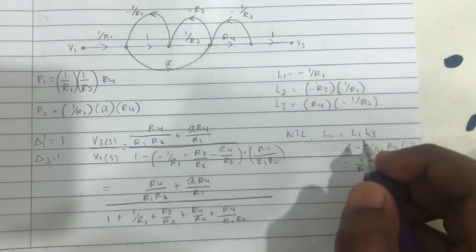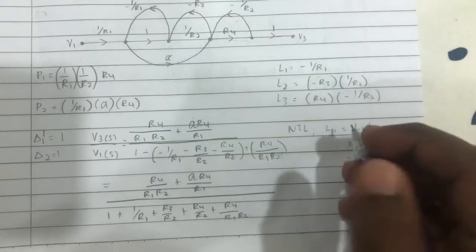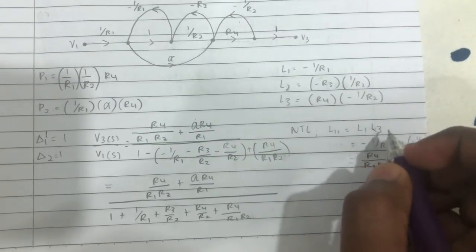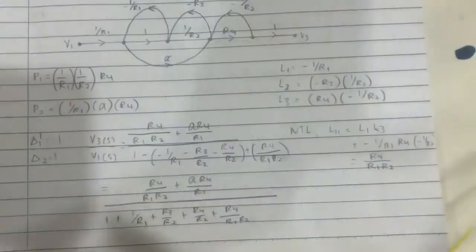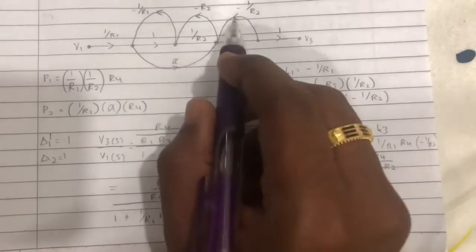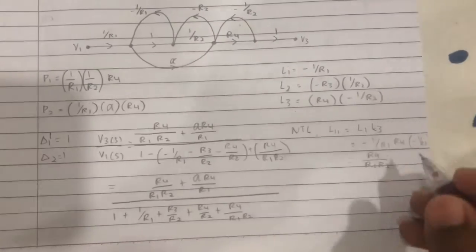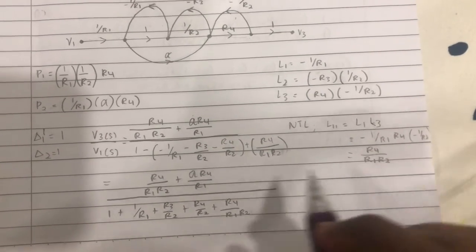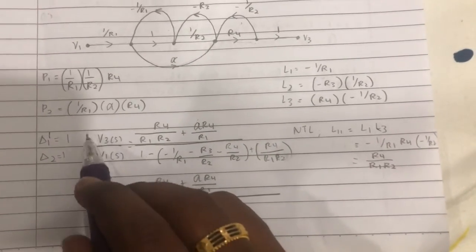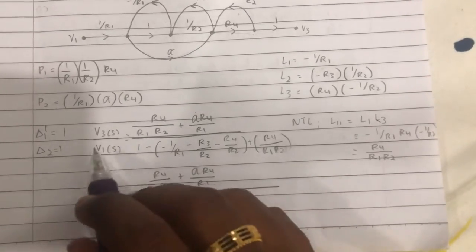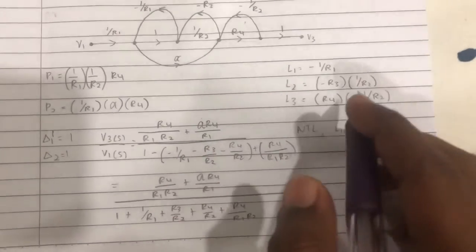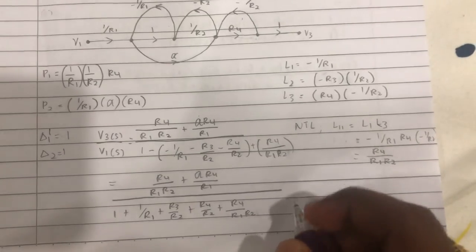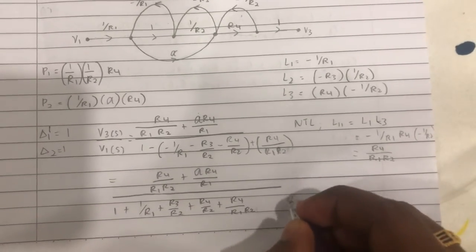For non-touching loops, we are able to identify that loop 1 and loop 3 are not touching each other, which is this loop and this loop. So we obtain R4 over R1, R2, and this is the transfer function we obtain when we combine all these values, and this is the final transfer function.